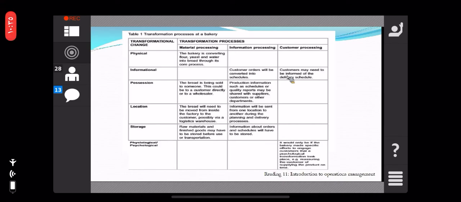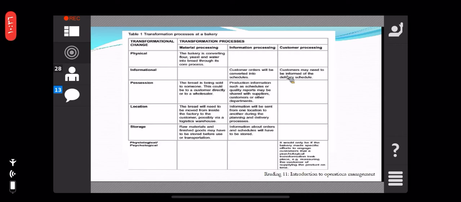Whereas the last one is psychological or physiological. It's basically related to the human psyche, or physiological. It would only be if the bakery made specific efforts to engage customers that a psychological transformation took place. For example, reassuring the customers of supplying the product on time. It's basically an activity, a psychological or physiological activity.